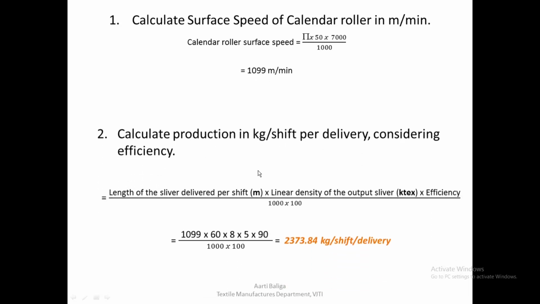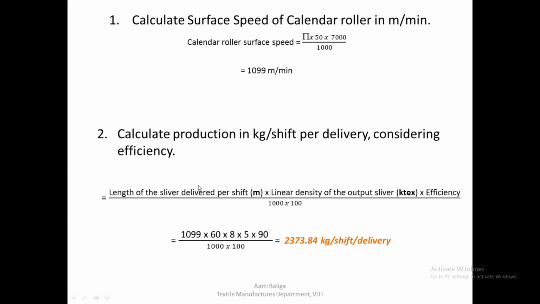So first step would be to calculate meters per minute, which I would directly substitute pi into 50 into 7000 divided by 1000. I would get the surface speed in meters per minute here, which would be 1099 meters per minute as before. Then calculating production in kgs per shift per delivery, considering efficiency. Here in the problem, I would like to consider the efficiency to be 90%, which would be given to you. So just one more additional factor will be coming over here in your formula if efficiency is given, which would be efficiency divided by 100.